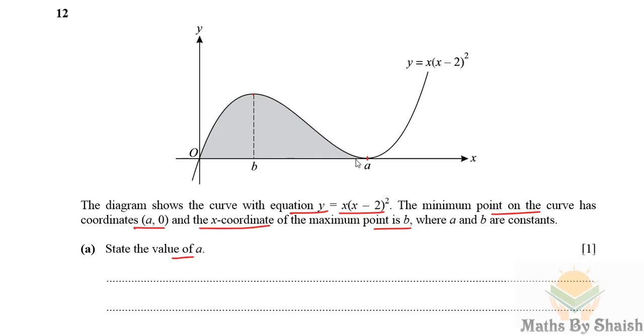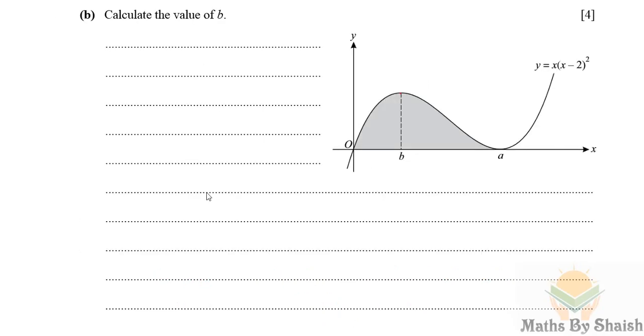If this curve is touching the x-axis at a, so at this point a, 0, y is going to be 0, which means a times (a minus 2) whole square is 0. Since a cannot be 0, (a minus 2) whole square should be 0, which means a minus 2 is 0, hence the value of a is 2. So we have the value of a, that is 2. And here's the b part. Calculate the value of b.